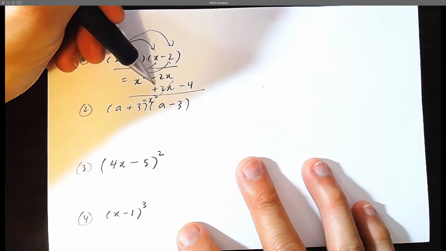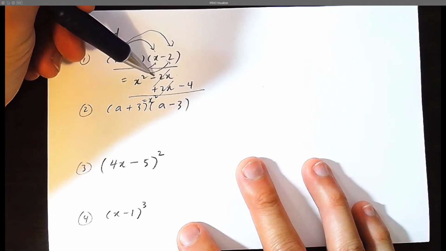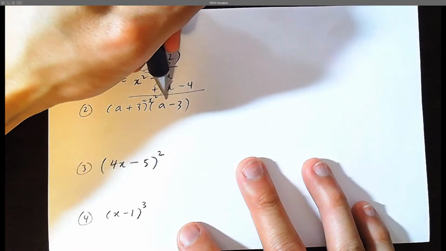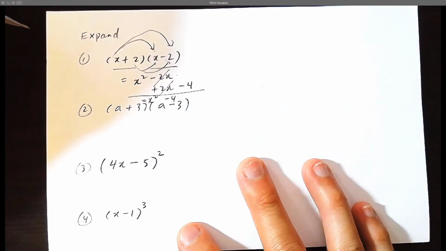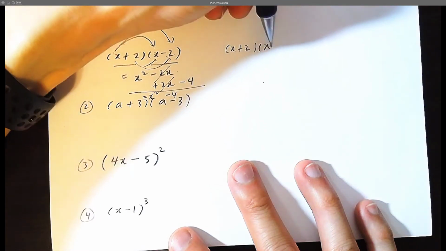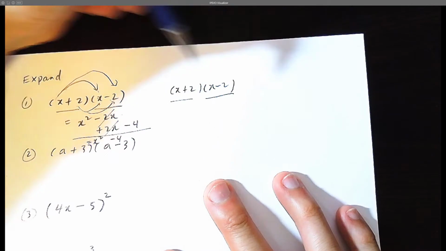Positive 2x minus 2x cancel. Imagine you have $2 and you lost $2. You have 0x, which is nothing. I'm not going to bother writing that. And we have minus 4. So what we have here is x plus 2, x minus 2. We call this difference of squares.